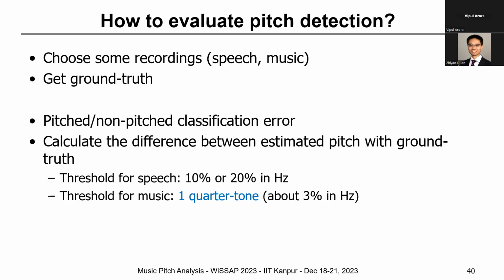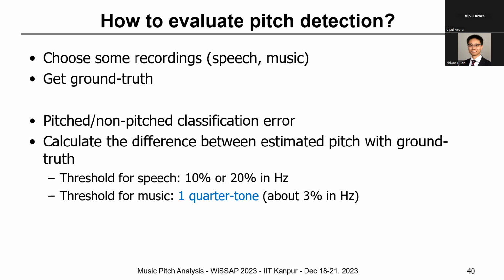Okay, so how do we evaluate pitch detection results? First of all, we need to choose some materials, recordings. We can take speech or music or whatever sound signals. And then we need to get ground truth. We need to have humans annotate the pitch. Then we can compute the pitch and non-pitch classification error for every frame, right?